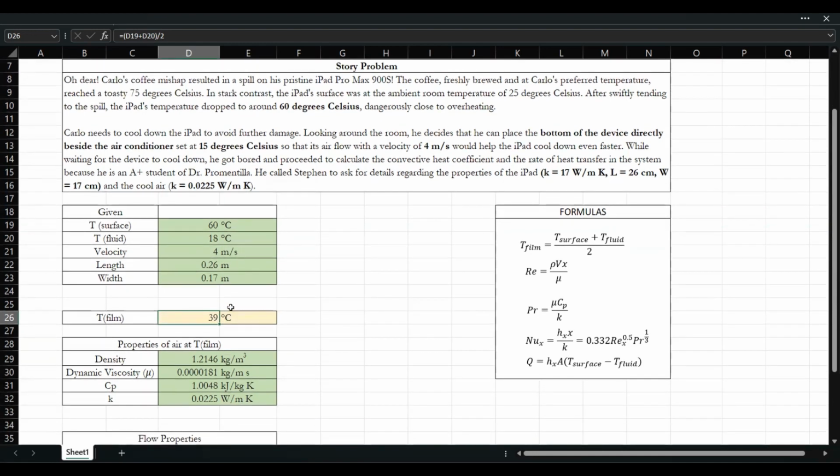After doing so, we get the properties of air at the film temperature. So these values are sourced from Jacopolis after a few interpolations, resulting in a density of 1.2146 kilograms per cubic meter, a dynamic viscosity of 1.81 times 10 raised to negative 5 kilograms per meter per second, a specific heat capacity of 1.0048 kilojoules per kilogram per Kelvin, and a thermal conductivity of 0.0225 watts per meter per Kelvin based from the given in the problem.